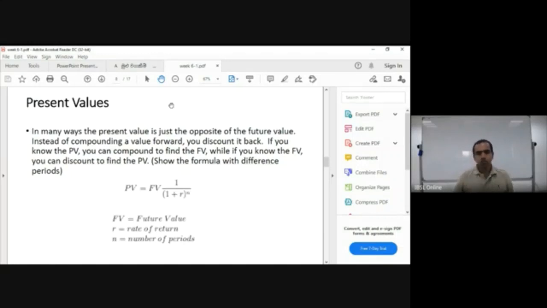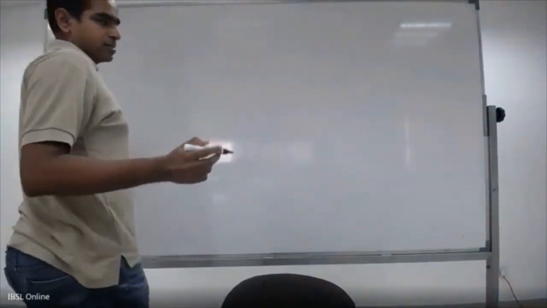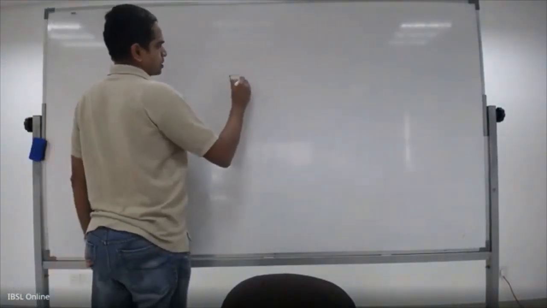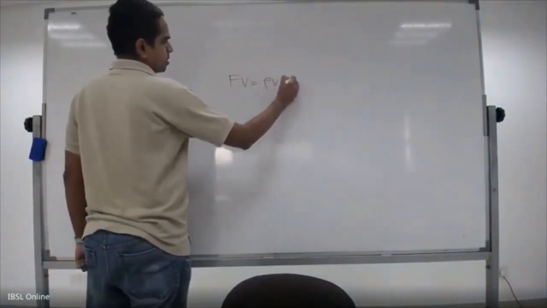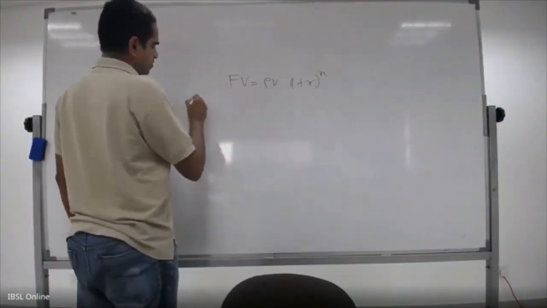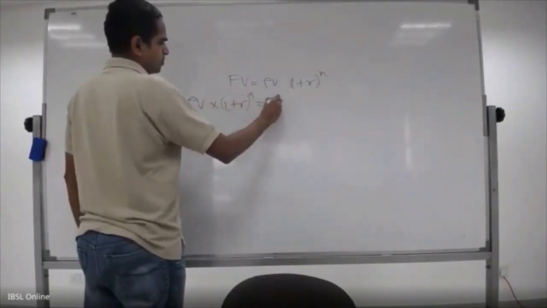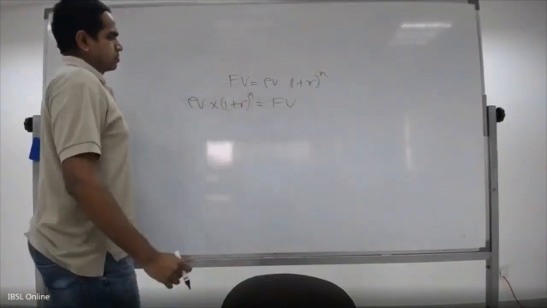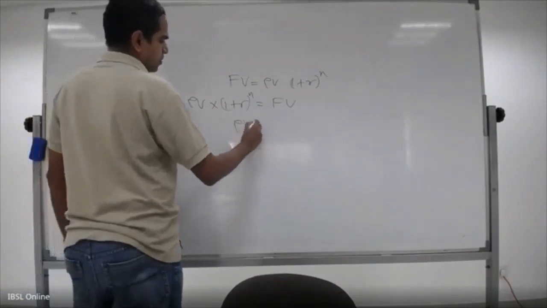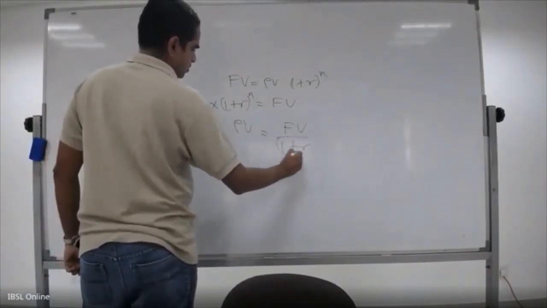Right, so let's move on to present values. Again, there is no rocket science. Last week, we discussed that the future value is equal to present value into 1 plus r to the power n. If I write it the other way around, present value into 1 plus r to the power n is equal to the future value. So if we were to calculate present value, it will be equal to future value divided by 1 plus r to the power n.